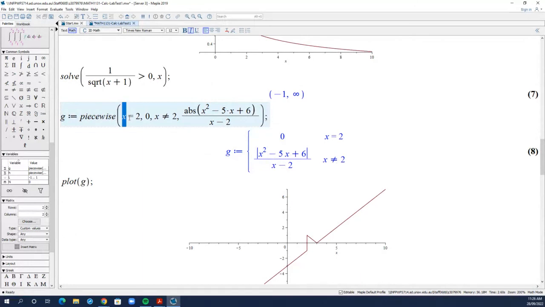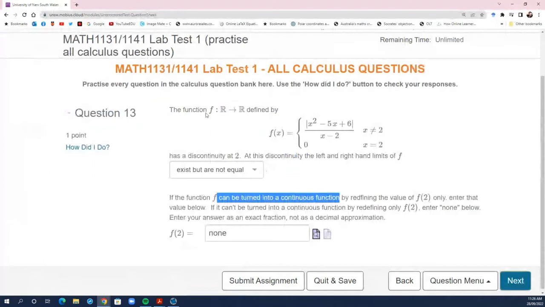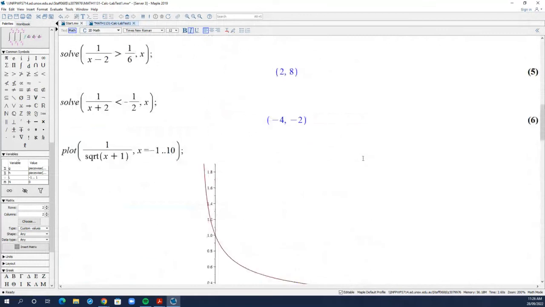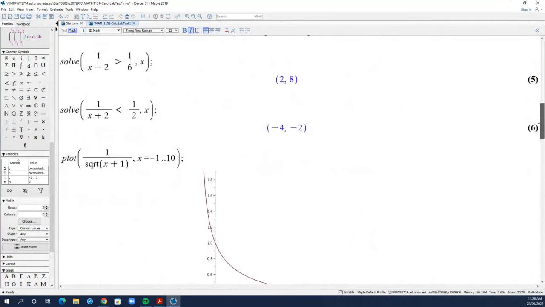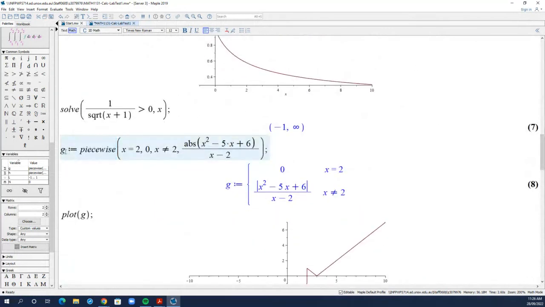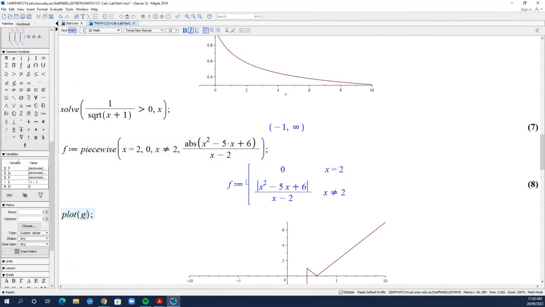So you can see here, I've said, okay, when x equals 2, I'm going to define the function to be 0. And when x is not equal to 2, it's going to be this mess here. Okay, so I use the so-called piecewise command, and I'm defining a function g. Oh, they're using f here, but I'm using g. The reason I'm using g is because I've used f probably up here already, have I? Oh, no, I haven't. Okay, I can use f. All right, so let me do that. Okay, so it spits it out.